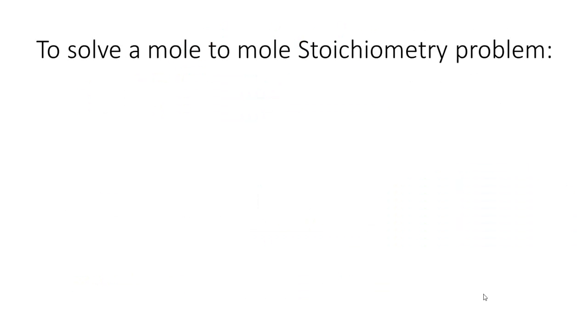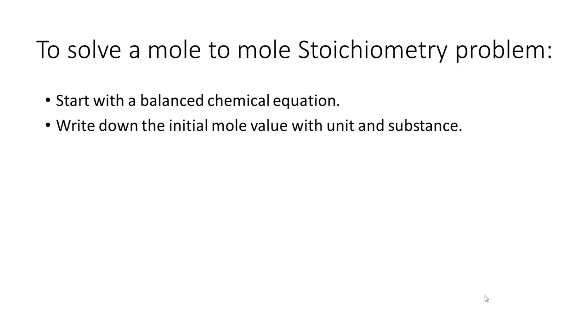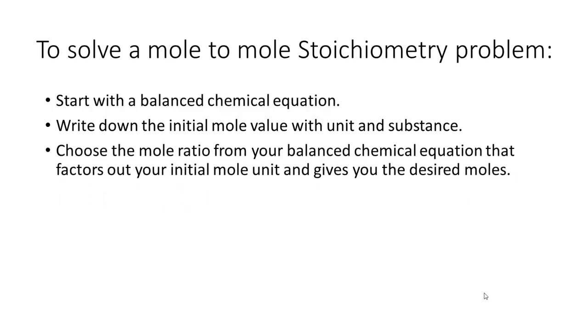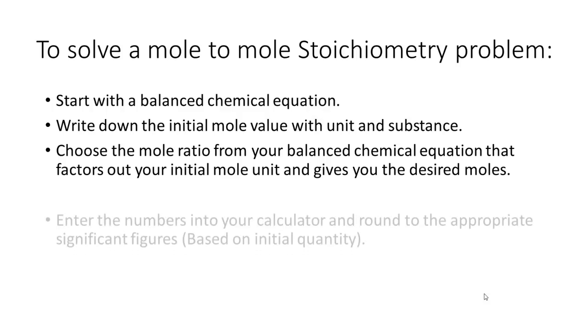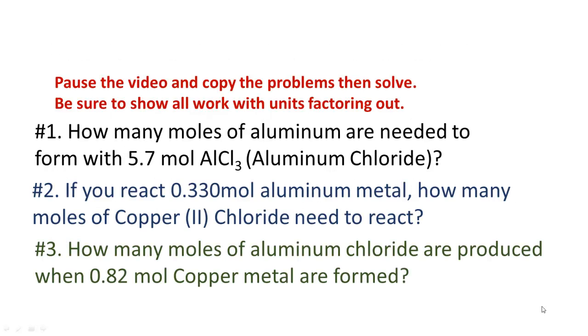To solve a mole-to-mole stoichiometry problem, then, you're going to start with a balanced chemical equation. You're going to write down the initial mole value with the unit and the substance. You're going to choose the mole ratio from the equation that factors out your initial mole value and gives you the value of moles that you're looking for. And then you're going to enter the numbers in your calculator and round to the appropriate significant figures. And usually that's based on the initial quantity. Our mole values or coefficients don't limit us to just one significant figure here. Those are called pure numbers. And then you should circle your answer.